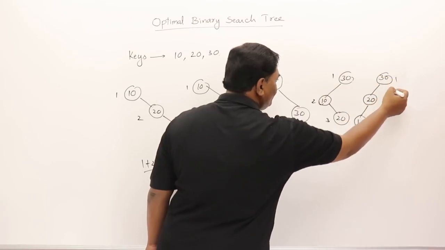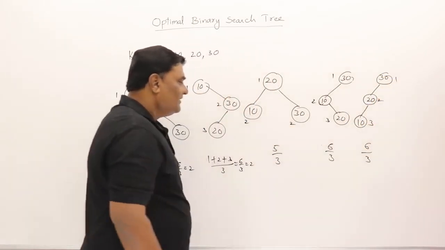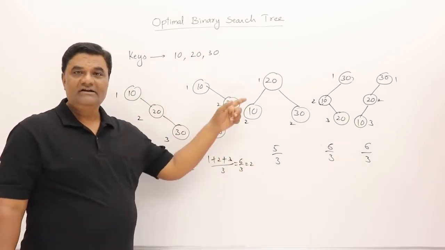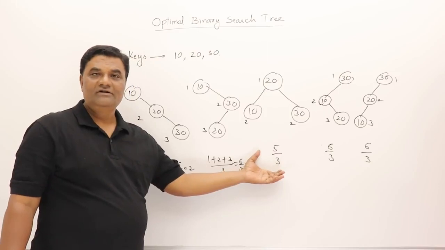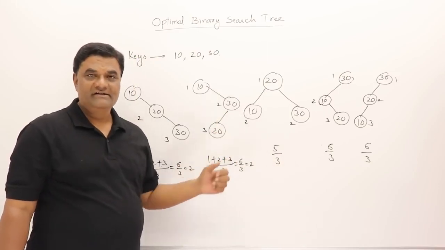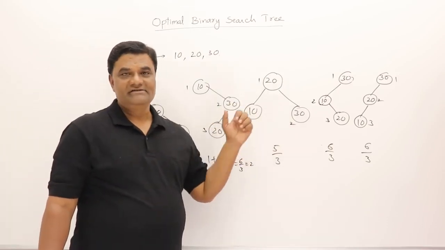1 comparison, 2 comparisons and 3 comparisons. So this is also 6 by 3. So you can see that out of these 5 trees, in one of the trees I got fewer comparisons. That average number of comparisons is less. So that's what this is, a balanced binary search tree.